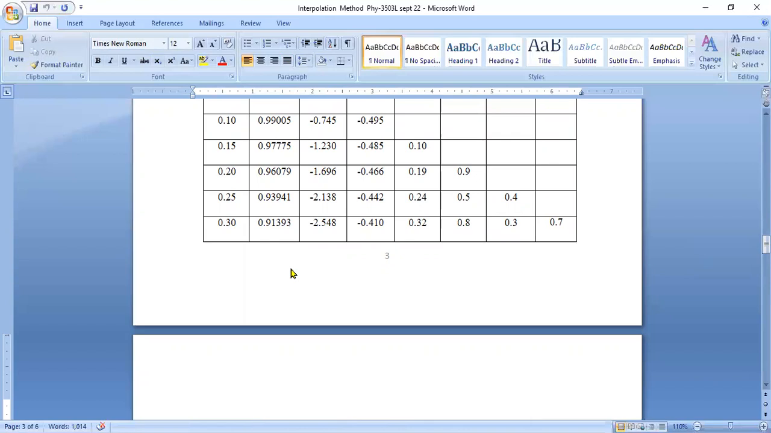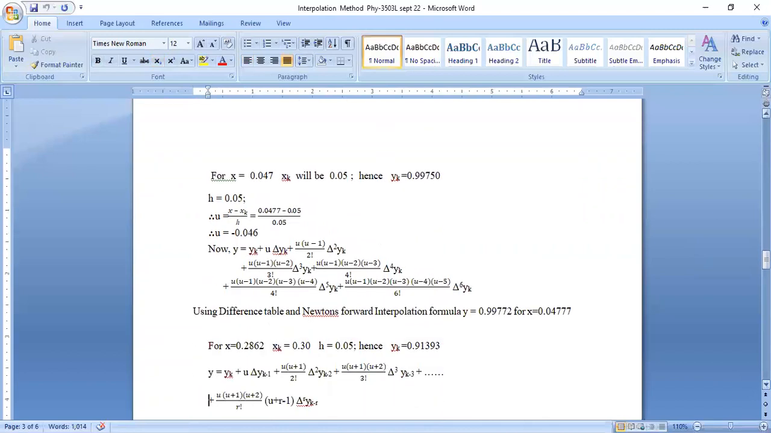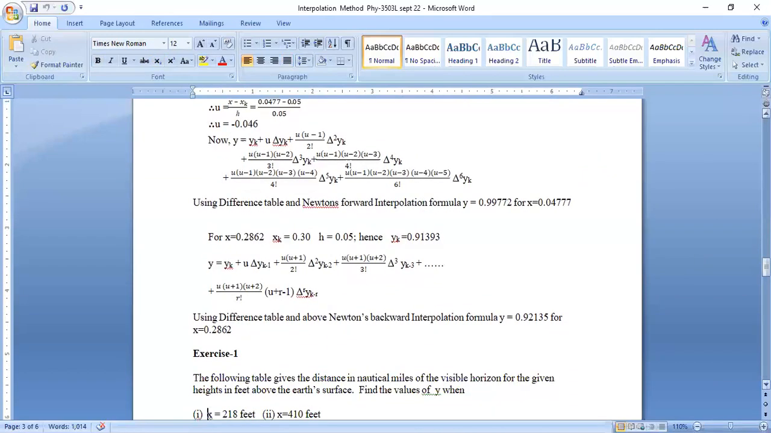I think you please verify this answer. Please do this calculation, then check my answer, right? So please verify this answer. I request you to please verify the value of y which I have calculated here.